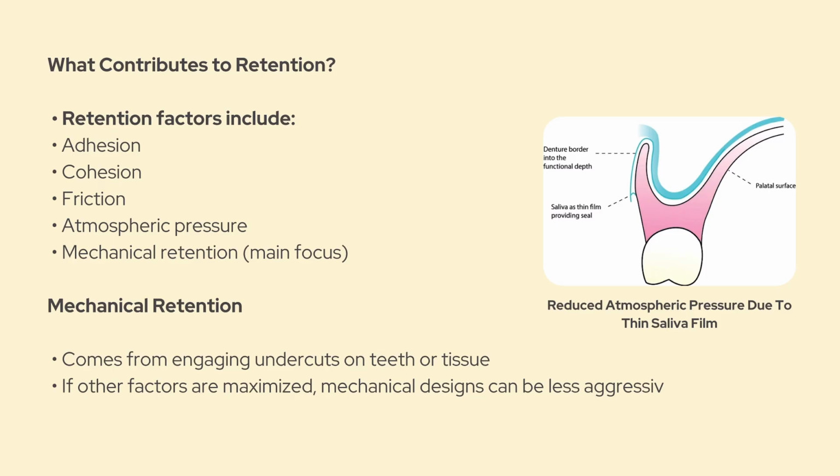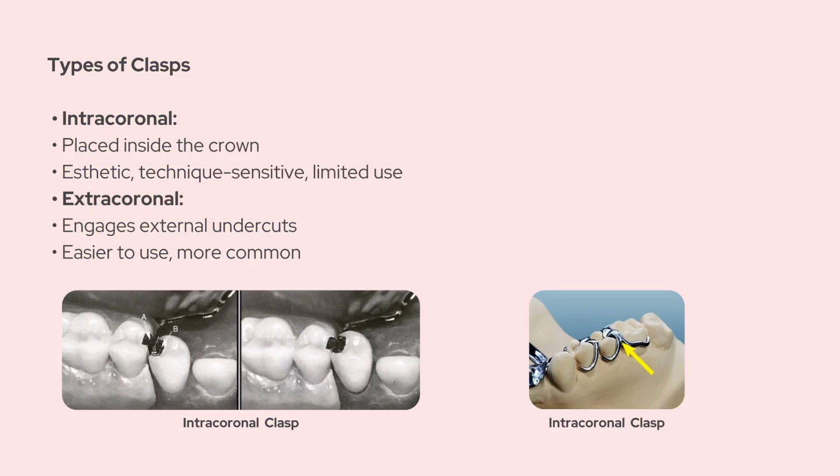Retention doesn't only come from clasps. There are also other factors like adhesion, cohesion, friction, and even atmospheric pressure that all play a part. But the main thing, the one we usually focus on, is the mechanical part, and that's the clasp assembly. Mechanical retention mainly comes from engaging undercuts, whether it's on teeth or tissue. And the more we can rely on those other factors I mentioned, the less aggressive we need to be with our clasp design.